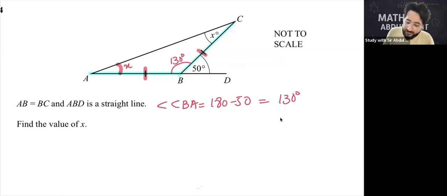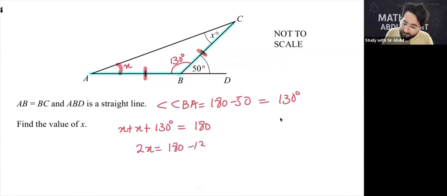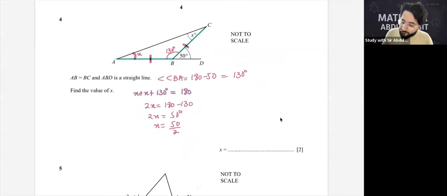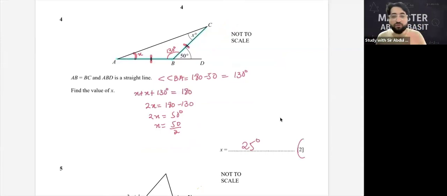Now I know that x plus x plus 130 degrees is equal to 180, because the sum of the angles in a triangle is equal to 180 degrees. x plus x is 2x, and 180 minus 130 is technically 50 degrees, and half of 50 degrees is equal to what? Half of 50 degrees is technically 25 degrees each. So that's for 2 marks. Do not skip steps so that you can get full credit from the examiner. This is my recommendation. Rest is your choice. Whatever you want to do, you can do it. That's your choice. Understood everybody or not? Yes.